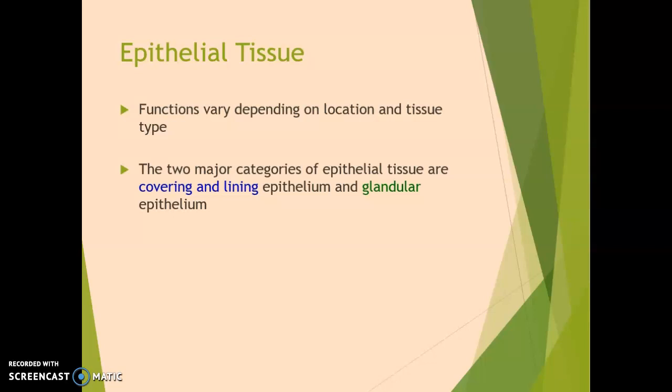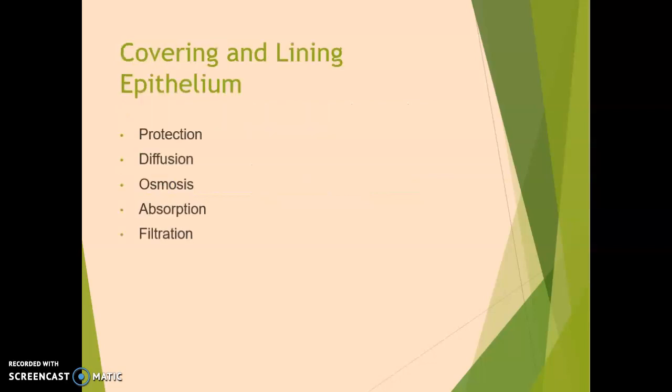The 2 major categories of epithelial tissue are covering and lining epithelium, and we also have glandular epithelium. So covering and lining epithelium are going to protect either our organs or the outer layer of our skin, diffuse, actually help with osmosis, absorption, and filtration. So maybe our kidneys with our filtration and absorption in our intestines.